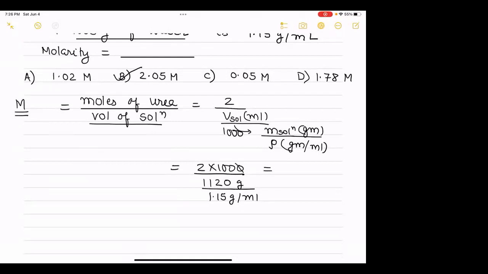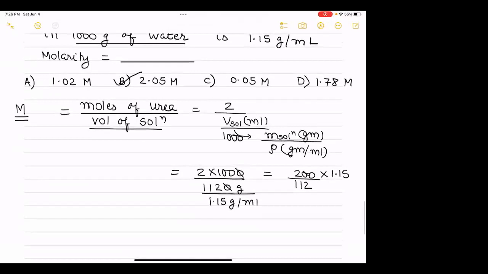So it is going to be 2 into 1000, it is 2000, right? Divided by 1120 into 1.15. It is 2.05. Vamsi, is it clear? Yes, sir.